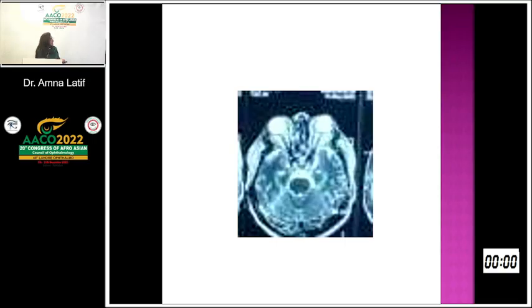As we can see in this picture, there is erosion of the right maxillary sinus with extraconal involvement.